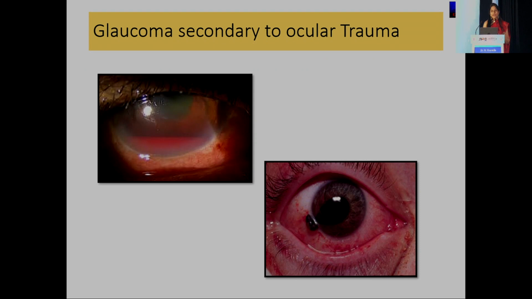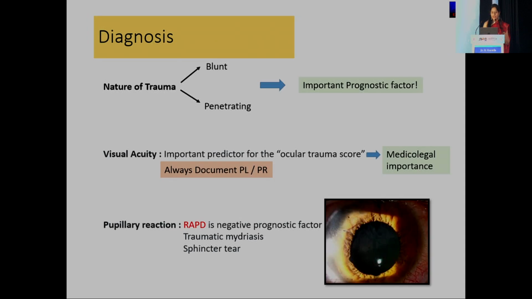Now we move on to the other common entity, which is glaucomas that occur secondary to ocular trauma. We do see patients who present like this with hyphema, with prolapse of iris, and so you have to understand the nature of trauma. So probe into the history, understand the nature of trauma, and always document the visual acuity, because most of these patients are medico-legal cases. So you have to document the vision, and also look at the pupils for RAPD.